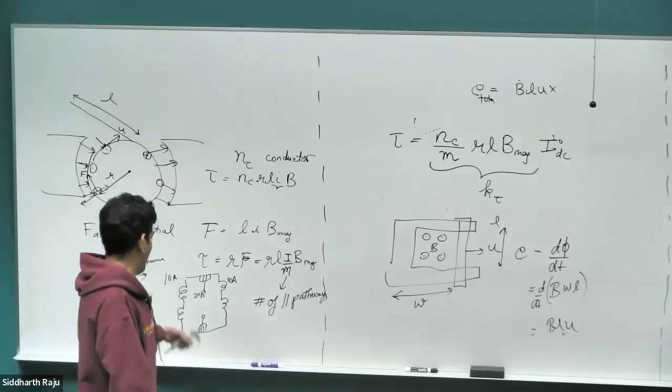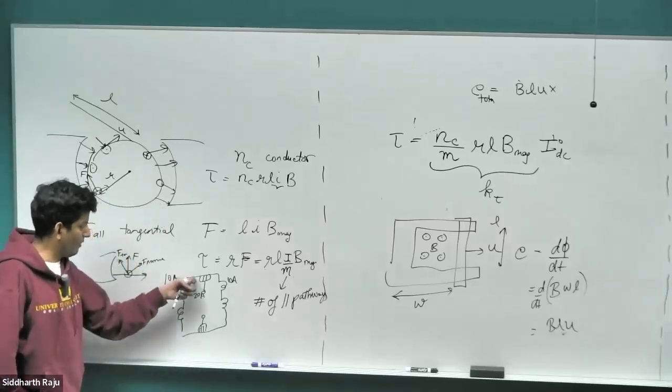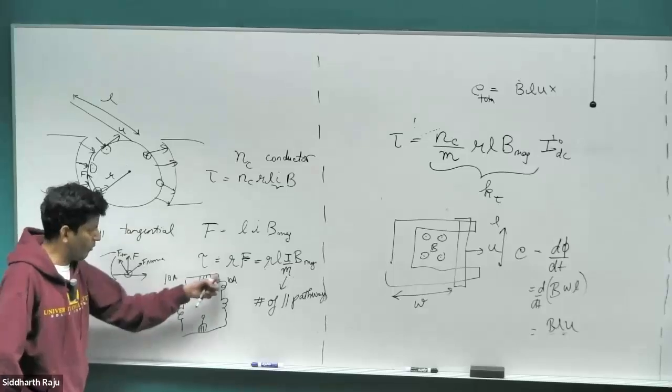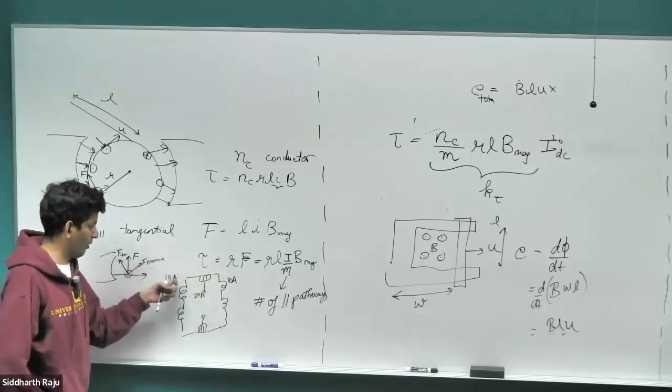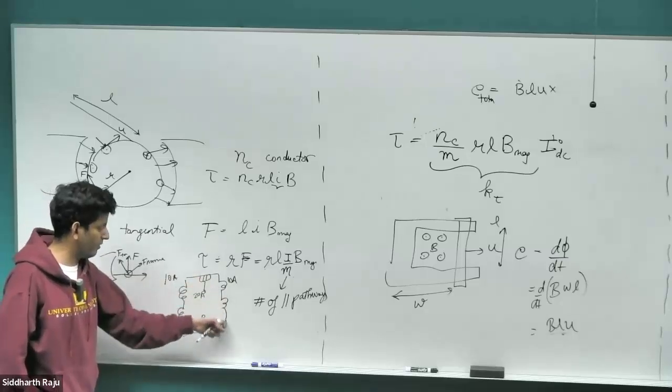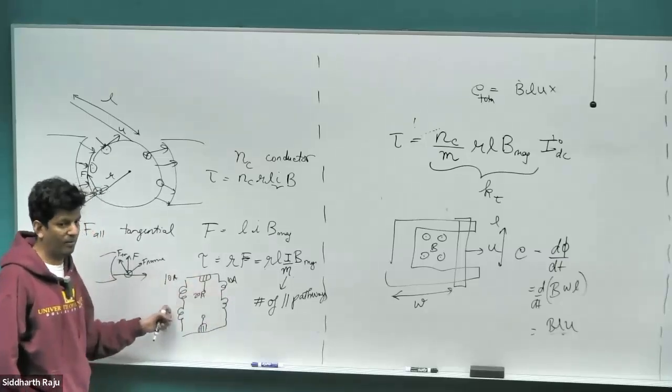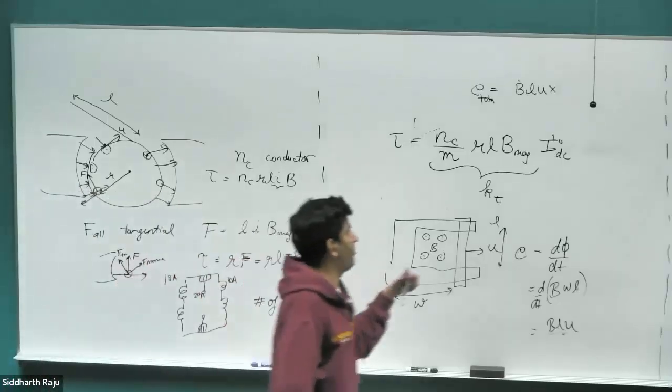It would be NC by 2, right? Again, if you look at the voltage across this, these two sets of windings are in parallel. So if there are 100 conductors total, 50 conductors are in series here, 50 conductors are in series here, and the next 50 are in parallel. So it's not going to be NC, it's going to be NC by 2.